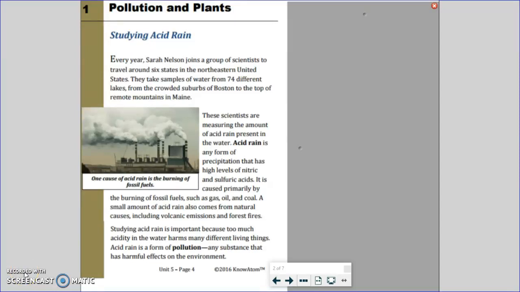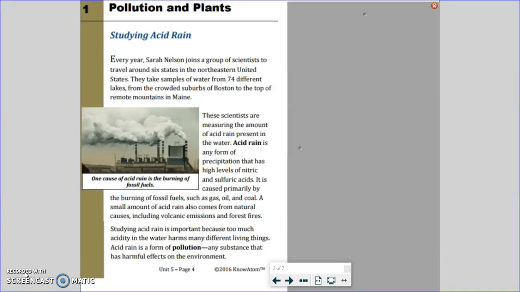Thank you for joining us. You're going to be reading Ecosystem Interactions, Unit 5, and we're going to start on page 4. If you haven't already turned there, please do. You might want to have a pencil handy as you do this reading, because you will get a preview of some of the things we're going to discuss in class. I hope you're ready to begin.